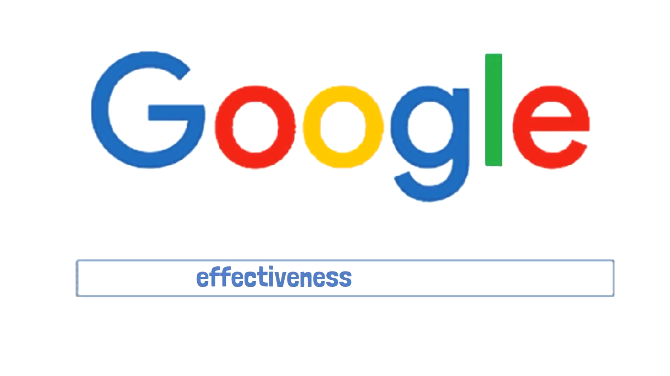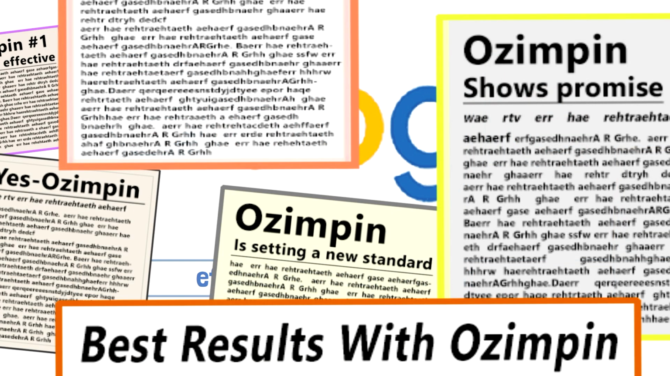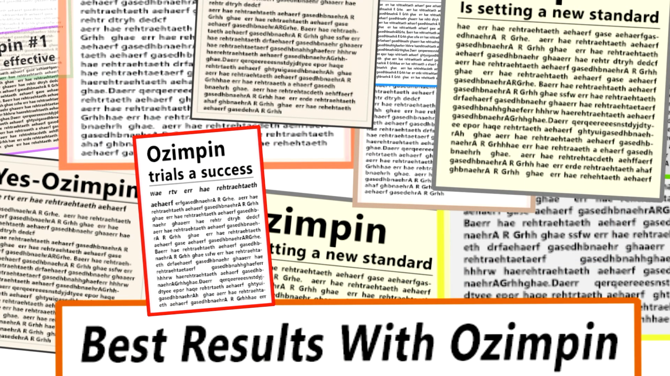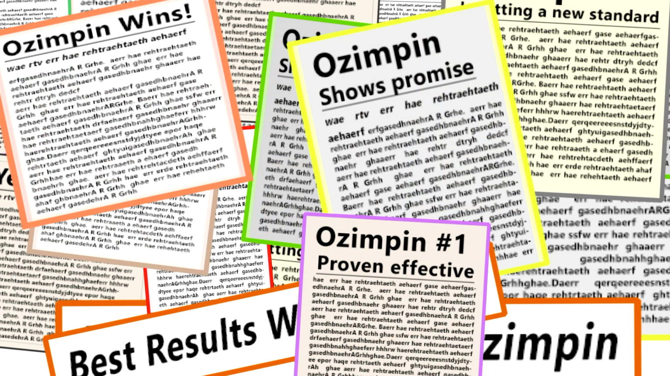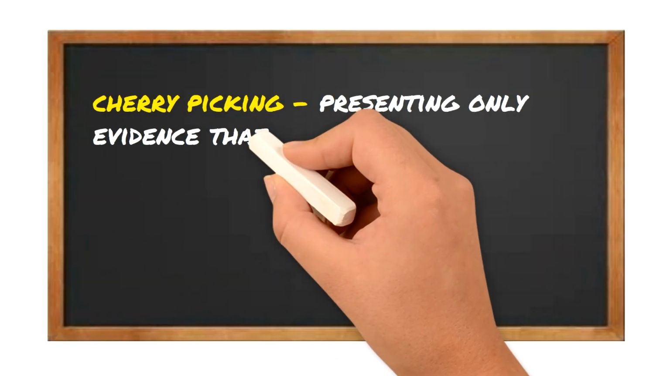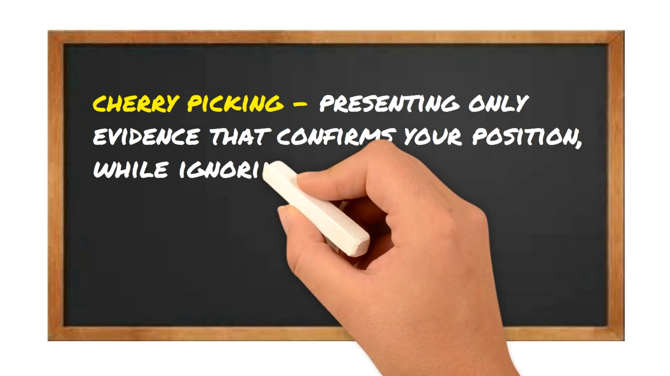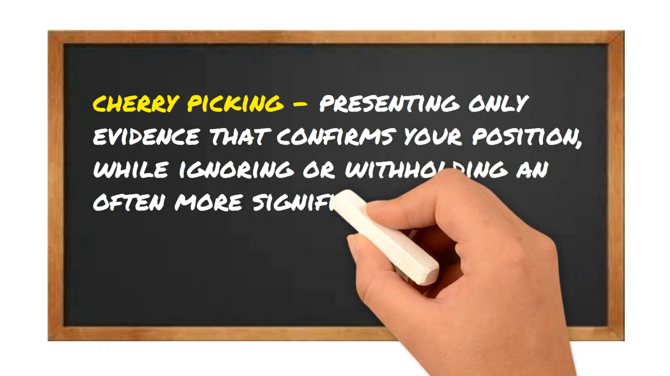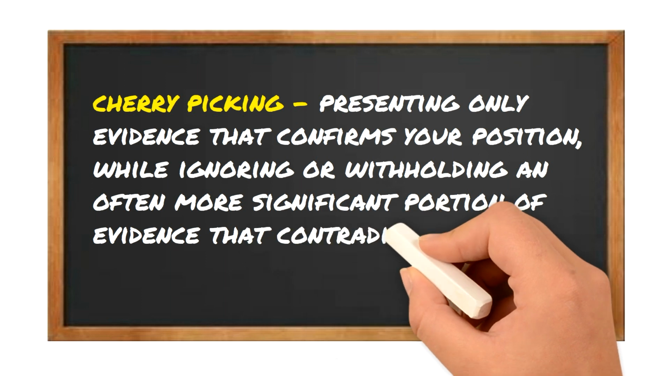Had Ryan done a more thorough search, he would have found dozens of articles, including some peer-reviewed studies, that affirm Ozimipin works as advertised. So, Ryan is guilty of cherry-picking information that confirmed his bias. When someone uses cherry-picking, they present evidence that only confirms their position, while ignoring or withholding an often more significant portion of evidence that contradicts it.